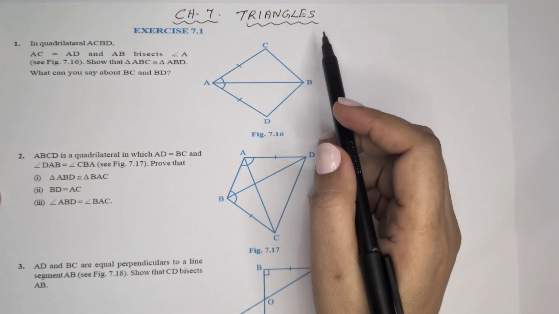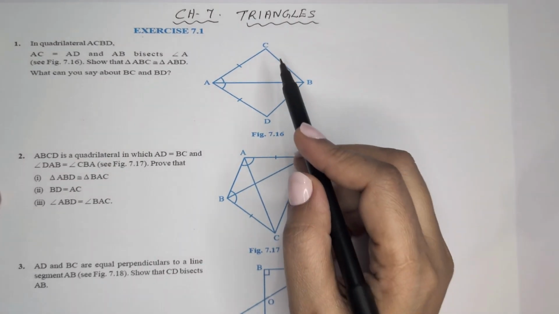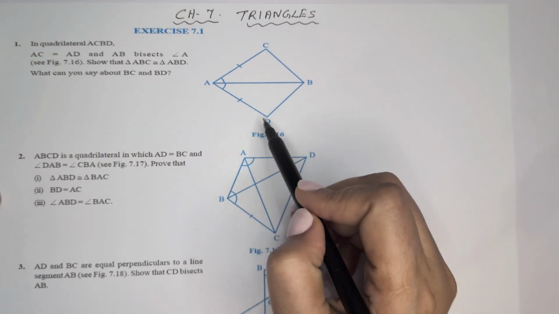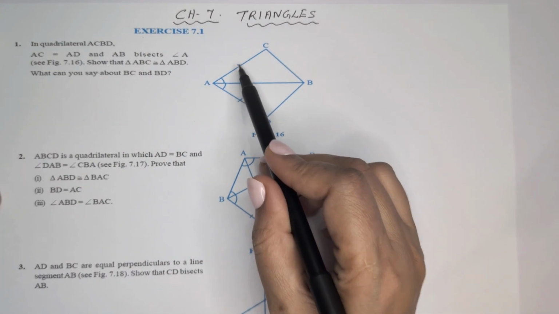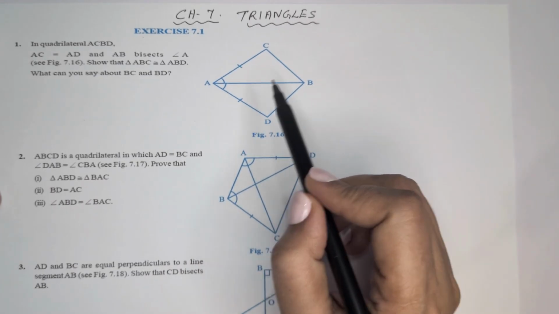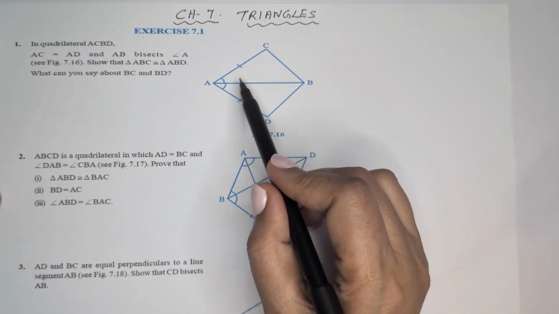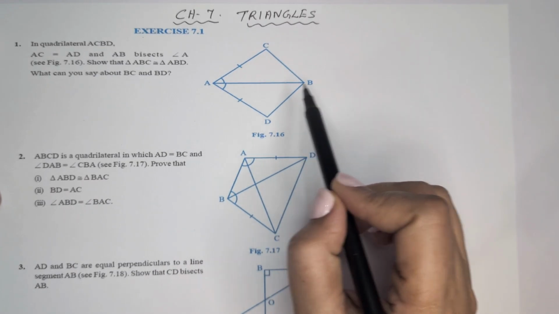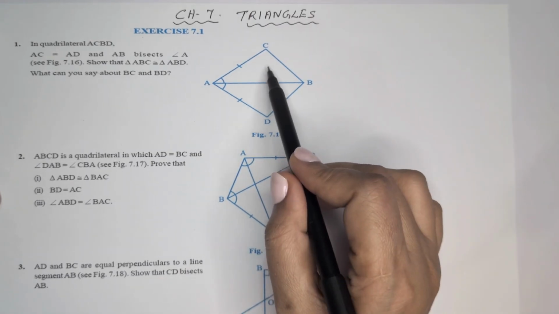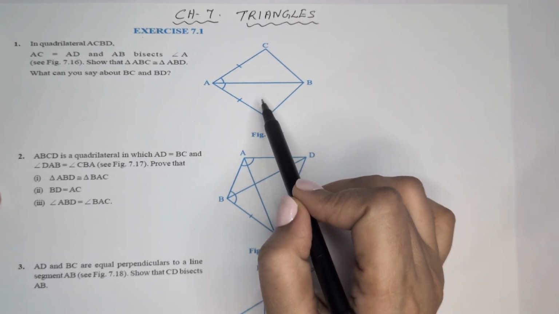Chapter 7 Triangles. First exercise. In quadrilateral ACBD, AC equal to AD and AB bisects angle A. Show that triangle ABC is congruent to triangle ABD.